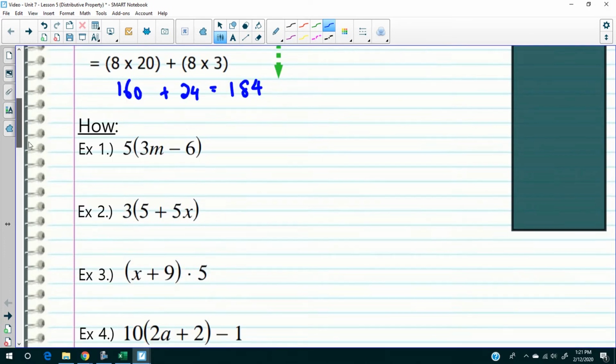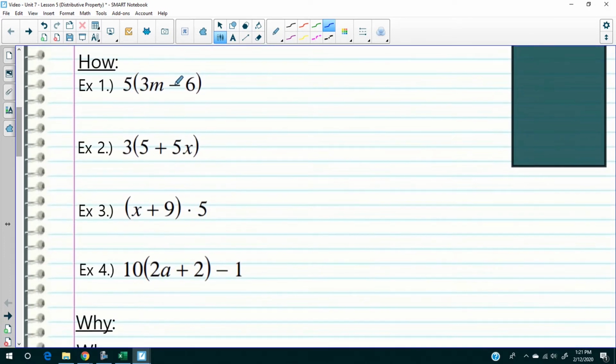Okay, so that's what that means. So having said that, let's try some of these together. What do you think this one would be? Here we got 5 times 3m. So what's 5 times 3m? Yep, 15m. So think of it like this. If you got 3 m's, and now you're going to have 5 times the amount, you would have 15 m's.